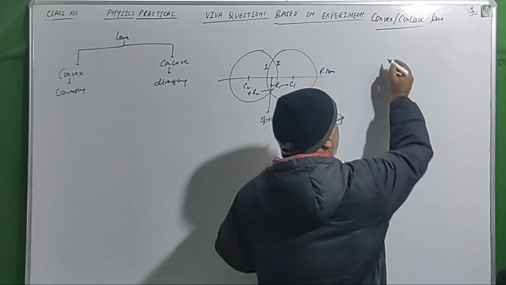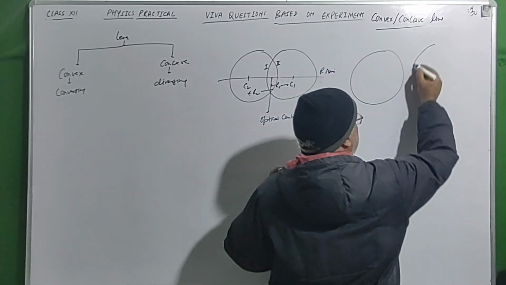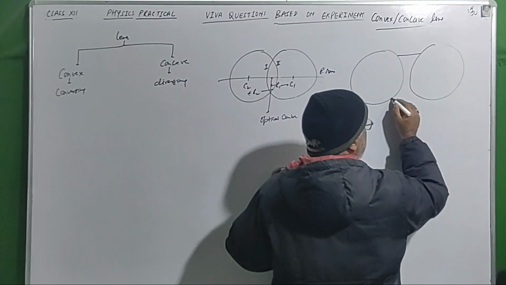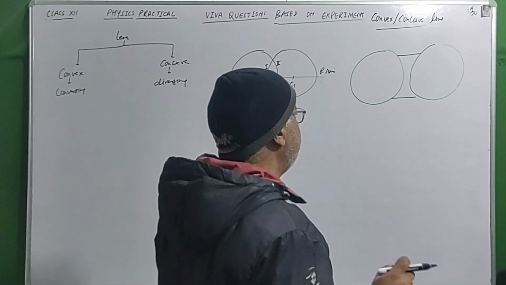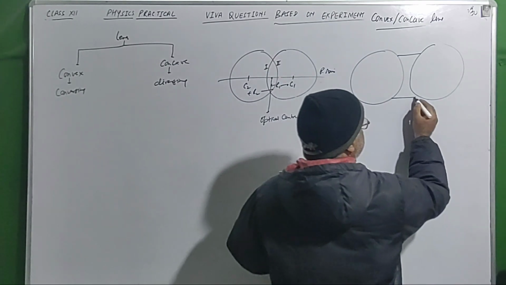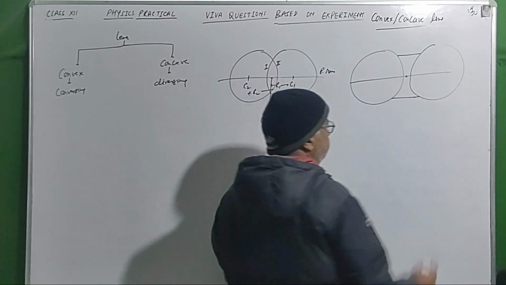How is the concave lens formed? We use two solid spheres in which we fill the material. A concave lens is thinner in the middle and thick at the edges, and the other points are the same.